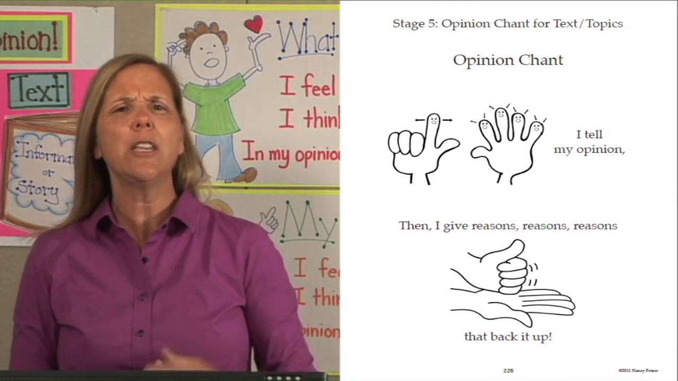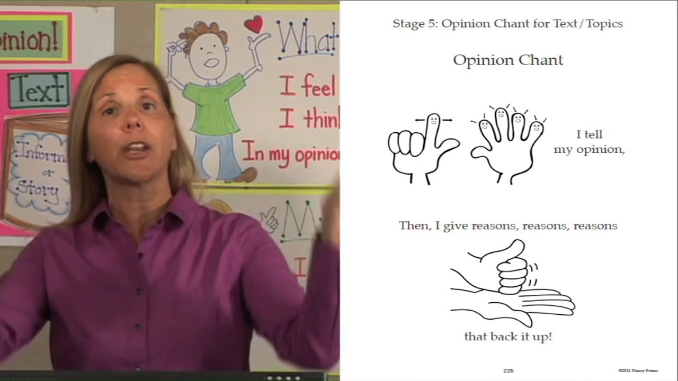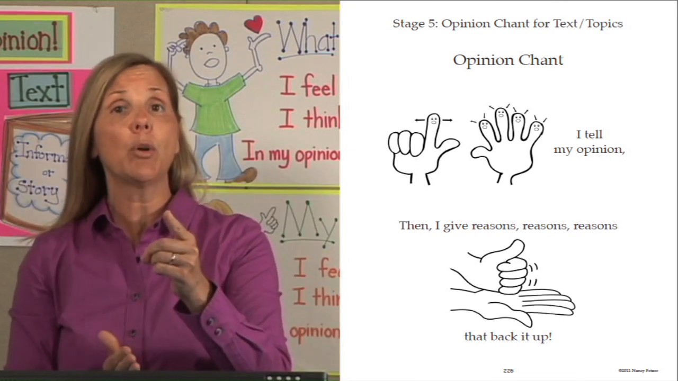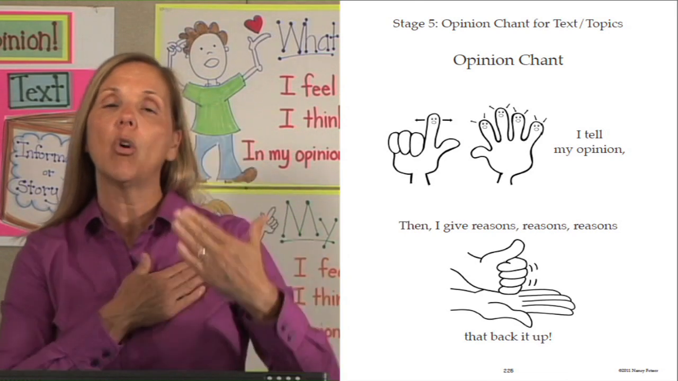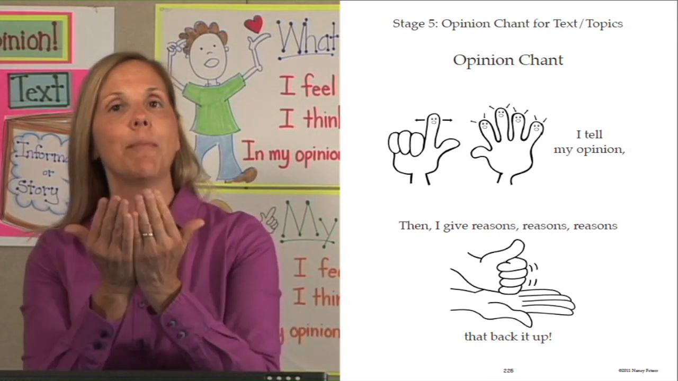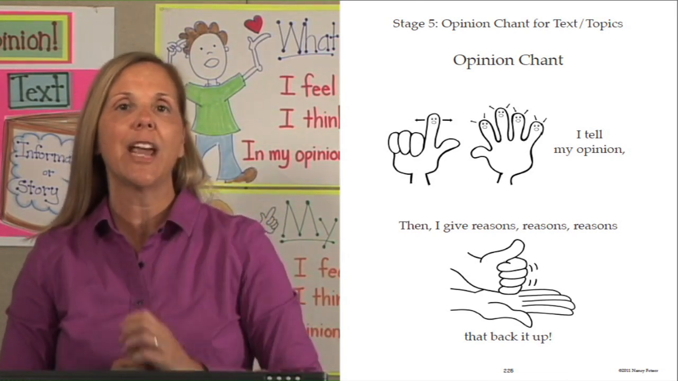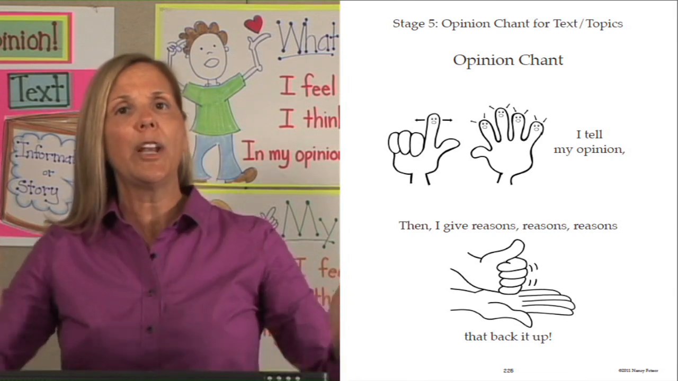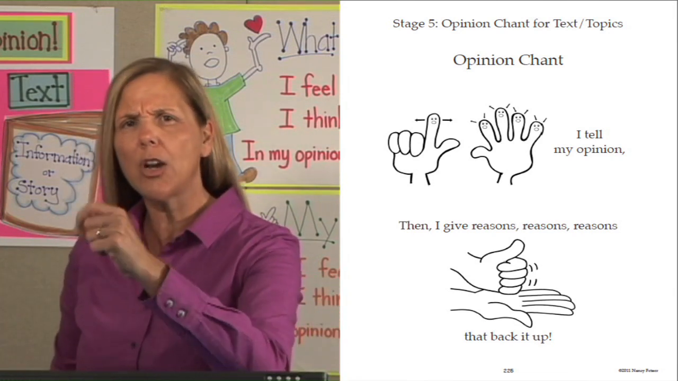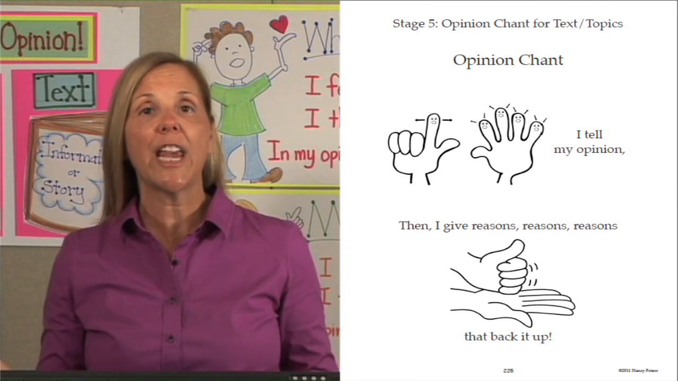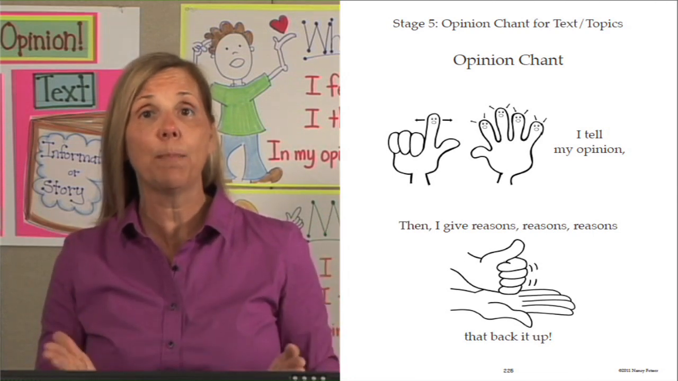We've learned that an opinion is what we think or feel about a topic or text, and today, what are we going to do? We're going to say what we think or how we feel about a text, about a story we've read, Sylvester and the Magic Pebble. We know what an opinion is, but what do we need in our opinion? Let's say our opinion chant so we know what will be in an opinion.